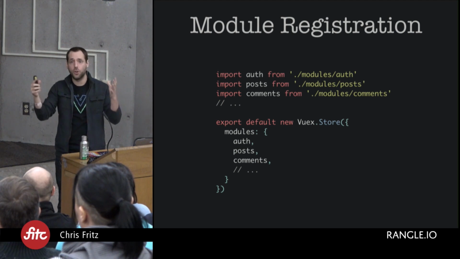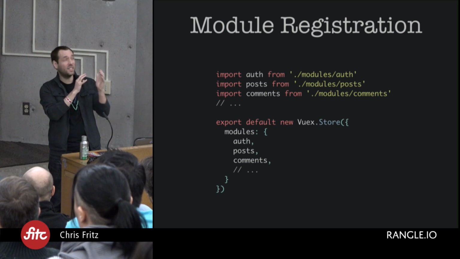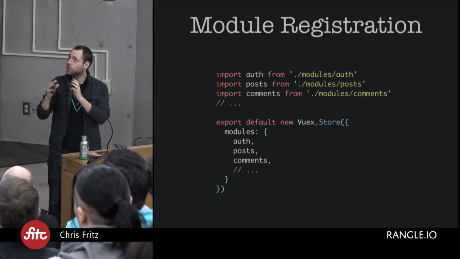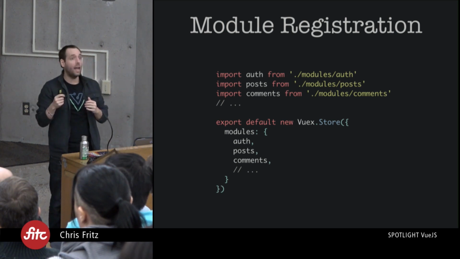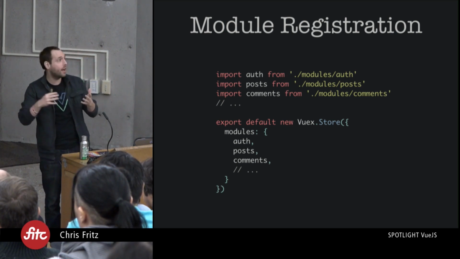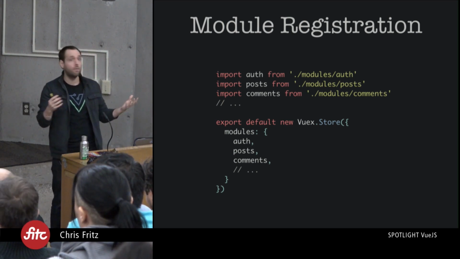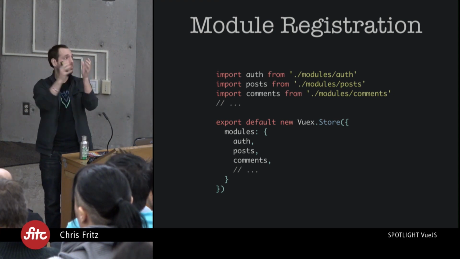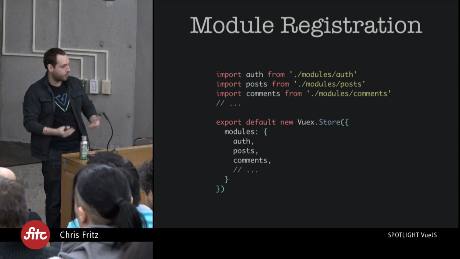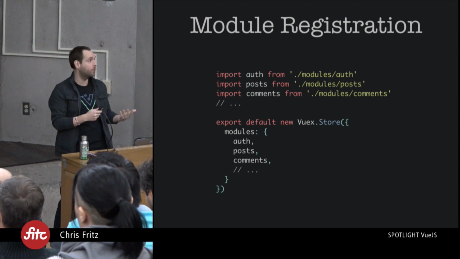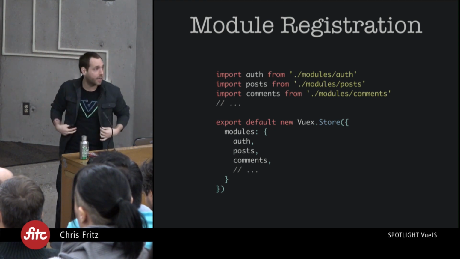So Vuex modules, for those who don't know, are little pieces of state management that you can bring into your application. Let's say you might have an auth module to handle authentication in your app and keep track of whether a user is signed in and things like that. You might have a post module to keep track of all the posts that you fetched from the server and are displaying to the user. Same thing for comments for those posts. So these are just discrete pieces of application state.